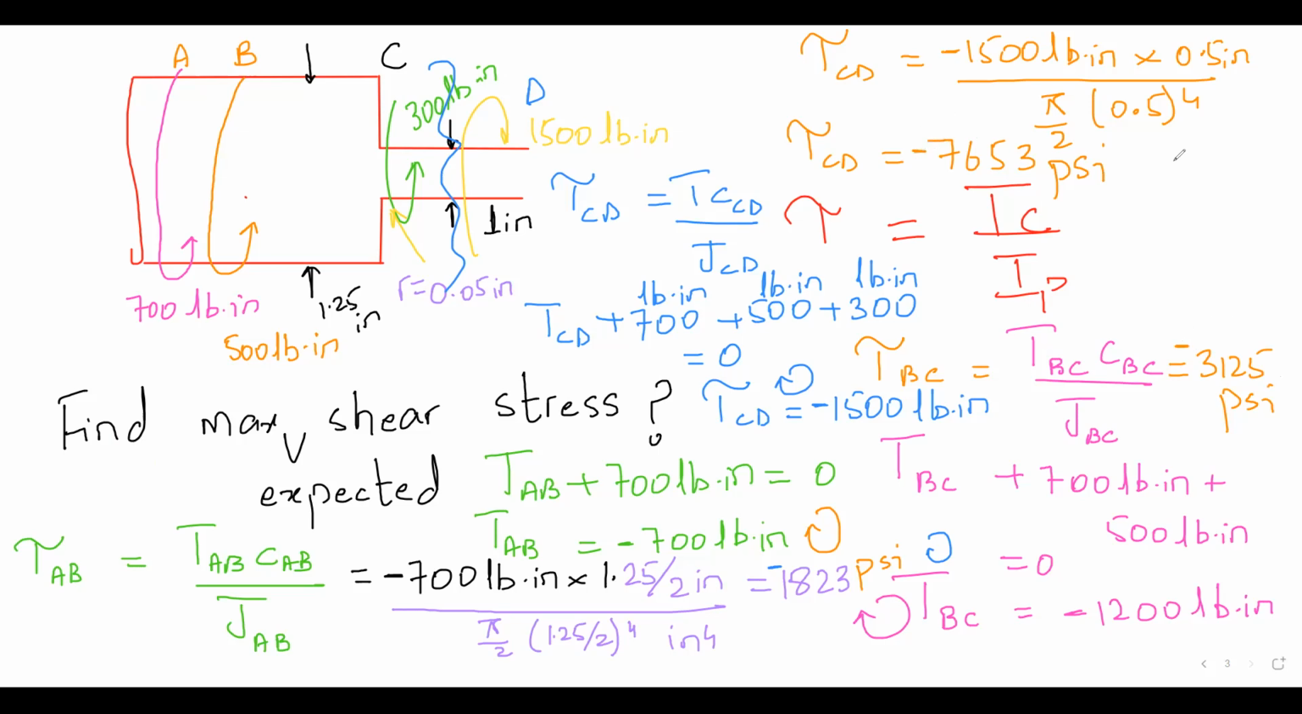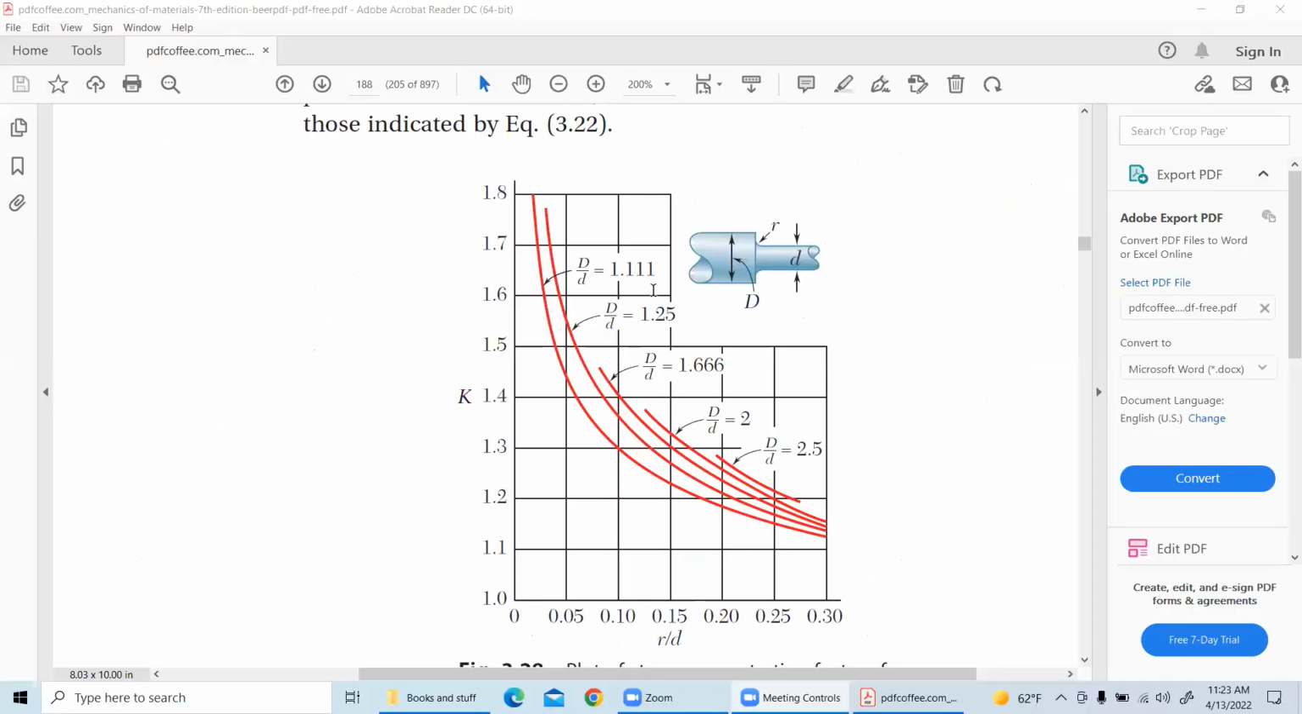Can I ask something else? Oh, why not? Why do we use 0.5 inches on the shear stress of CD? Oh, because CD has 1 inch of diameter, whereas AB, this shaft, has a diameter of 1.25. So I use 1.25. Oh, yeah. Okay, so everyone, thanks for the patience. I appreciate it. 5, 4, 3, 2, 1. Now give me R over d and D over d.